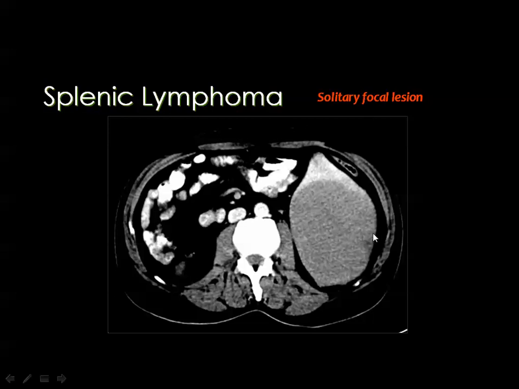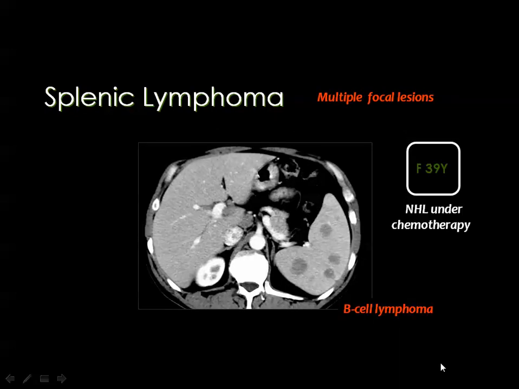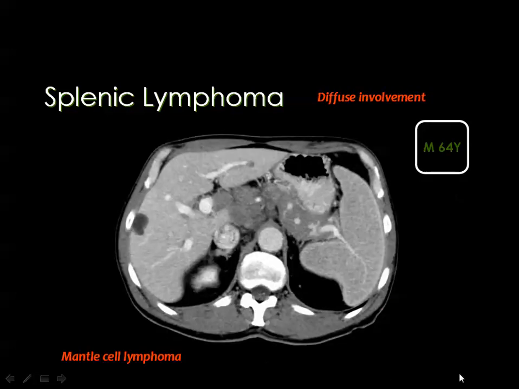Solitary focal lesion: this is the spleen being involved by a big single solitary focal lesion. Multiple focal lesions, which is the most common presentation. You see multiple solid focal parenchymal lesions in the spleen, and with solid lesions in the spleen, the first possibility should be the lymphoma.